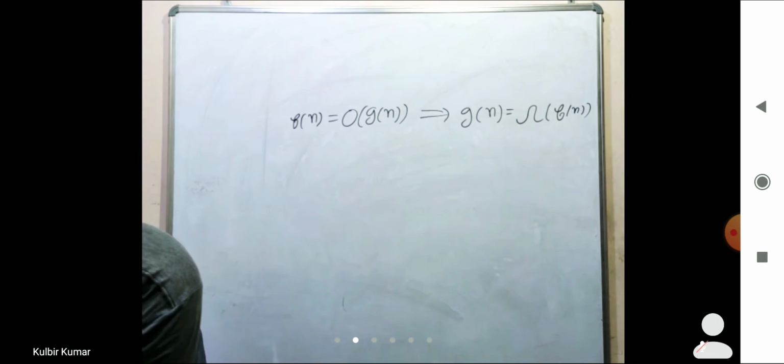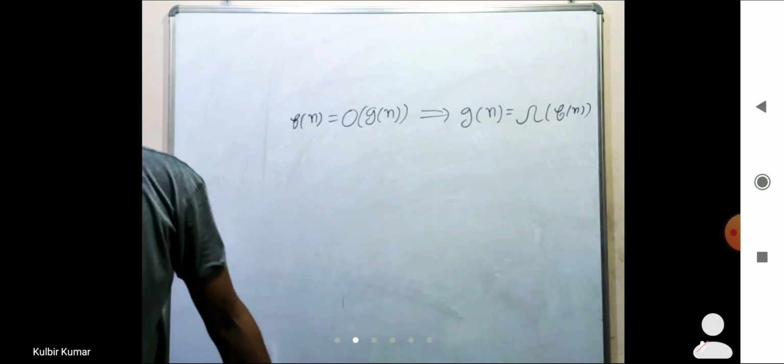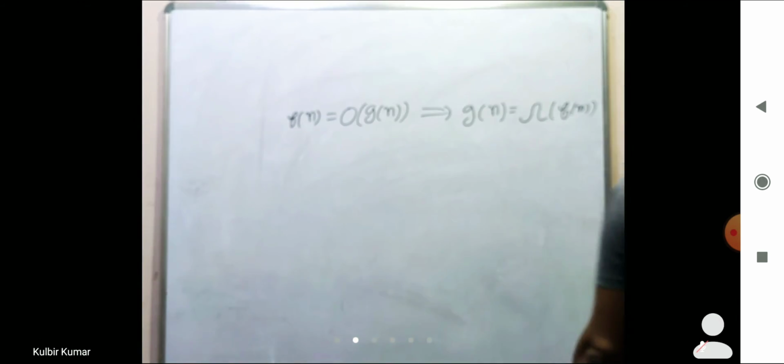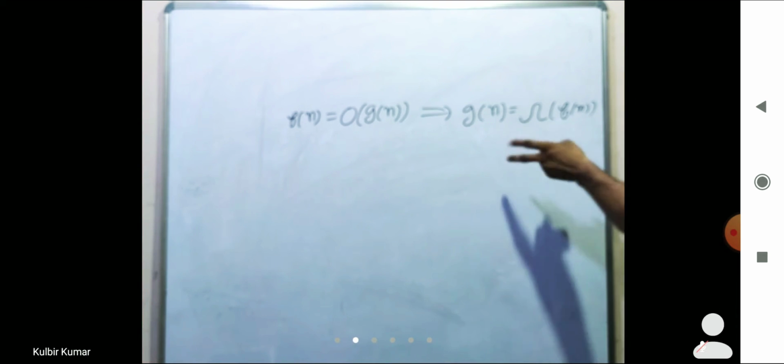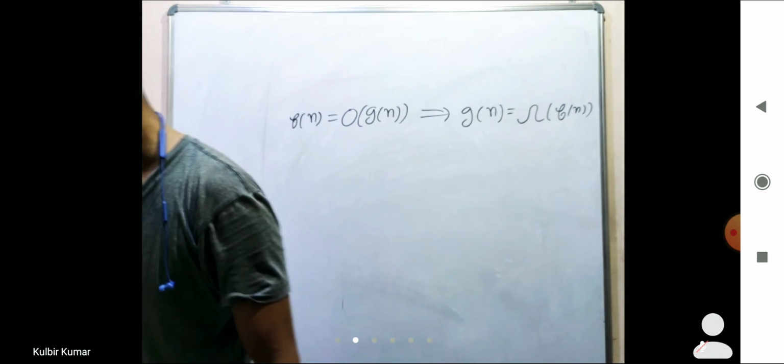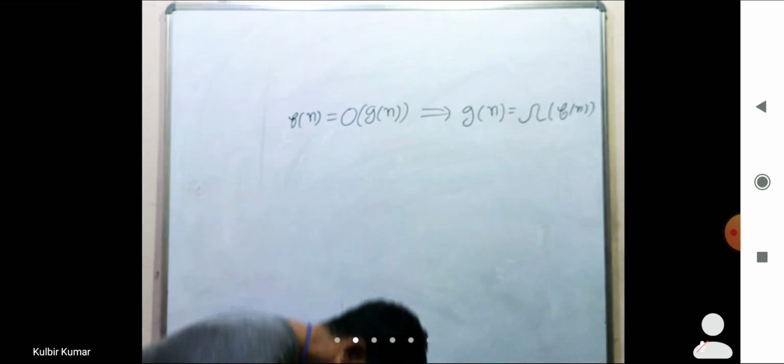Got it? Now let us take one example. I will not take f of n and g of n given and then multiply f of n by some constant and find some value of n naught. I'm not going to repeat all those things, right? So let us take one example.